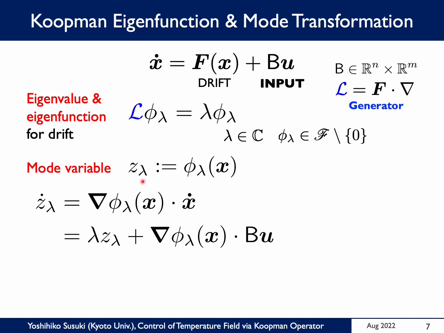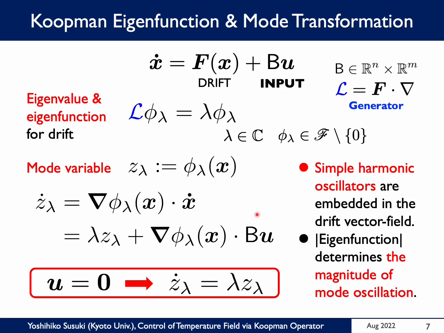By direct calculation, the time derivative of the mode variables is derived as follows. An important point is that when there is no input, I mean u is equal to 0, then the dynamics of the mode variable g lambda dot is simply represented by the simple harmonic oscillator.